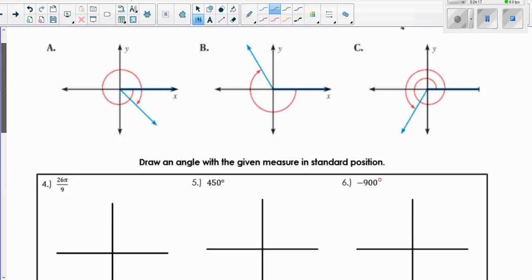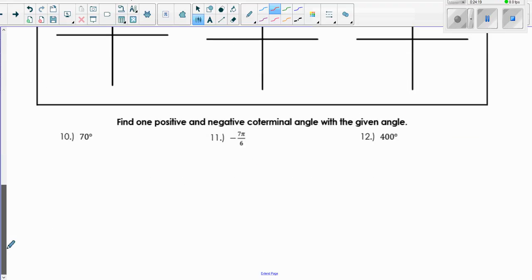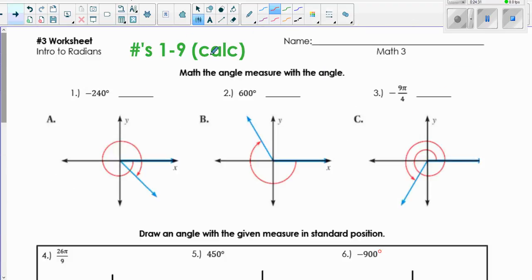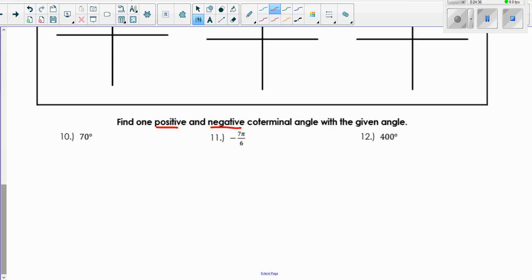And then calc. And then all of these, I'd like you to do without a calculator. Okay, so I want you to find a positive and a negative coterminal angle. You know what? No, I lie. Actually, you can do this with a calculator. So 1 through 12 with a calculator. Okay, and remember, coterminal angles just means that you are adding or subtracting 360 degrees.